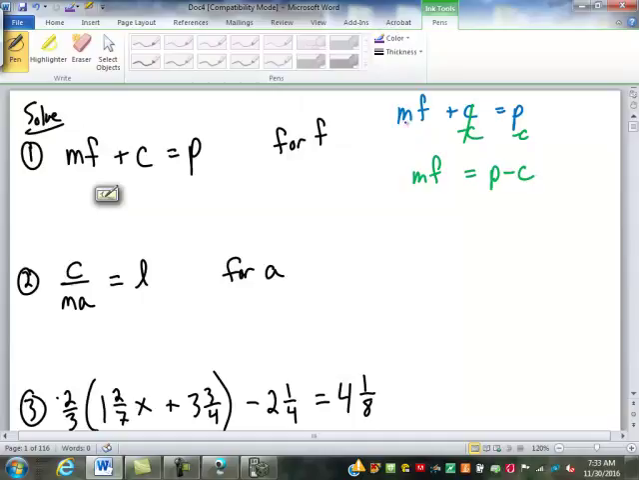What's our next step? Divide by m. So we can get f by itself. So m's gone. We have f equals. And this is just going to stay just like it looks there. P minus c over m.